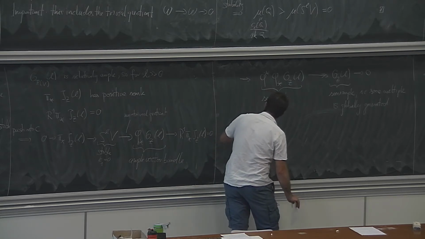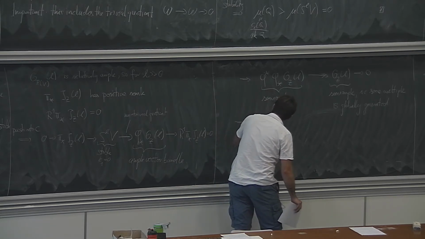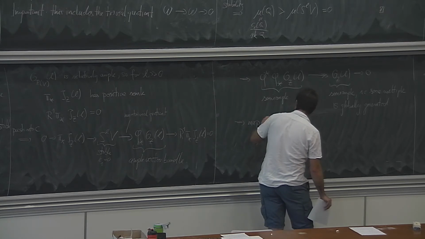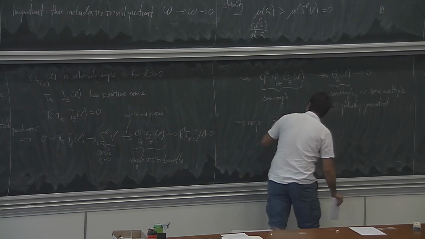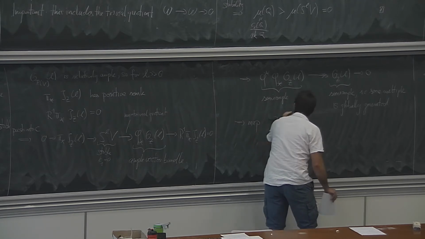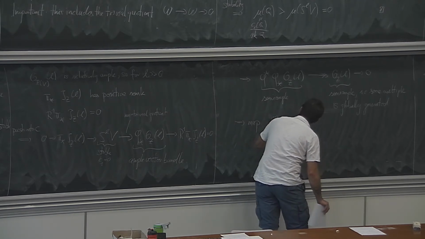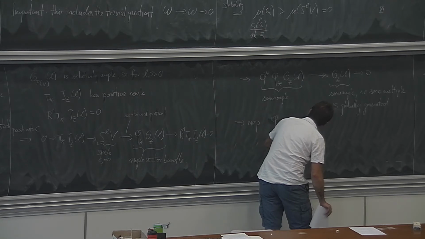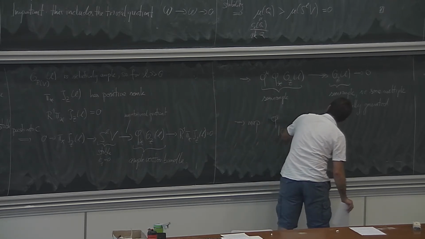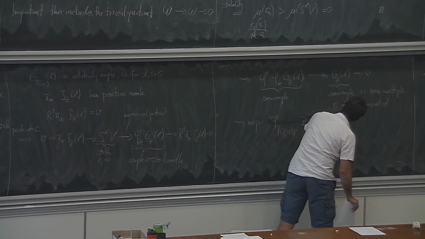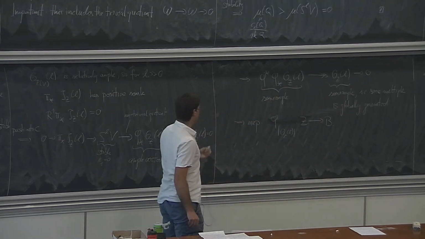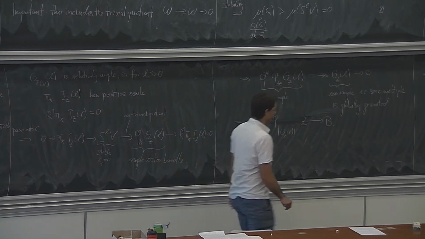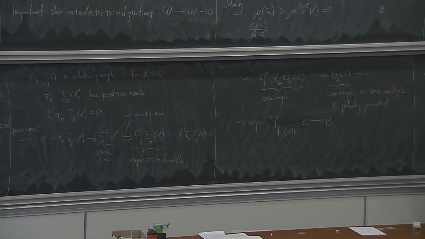So I will get some map defined on Z to some base B. And so this is the morphism. So this is the morphism defined by this line bundle. Okay. Now here comes the point. Assume that this number is 0.